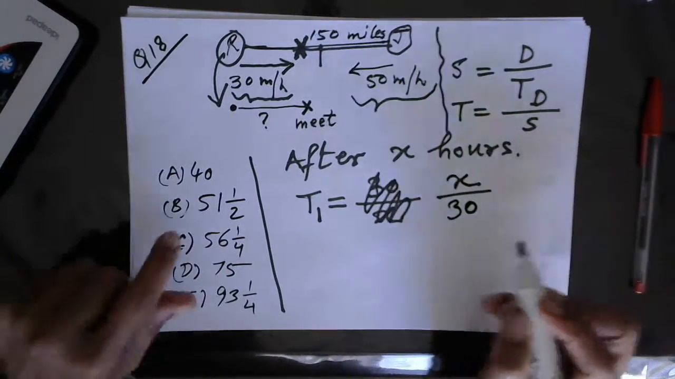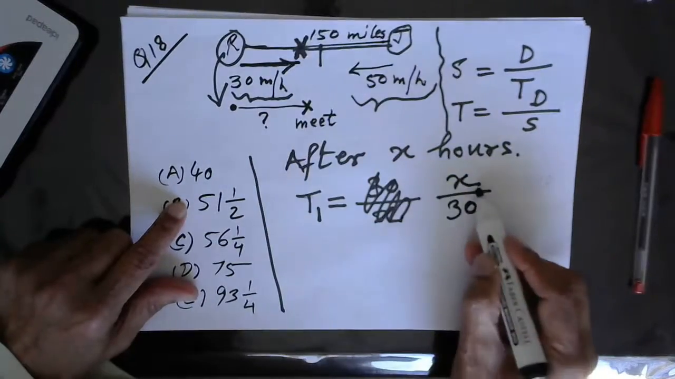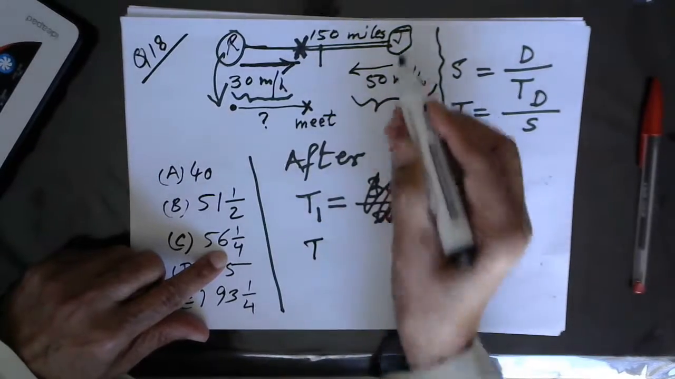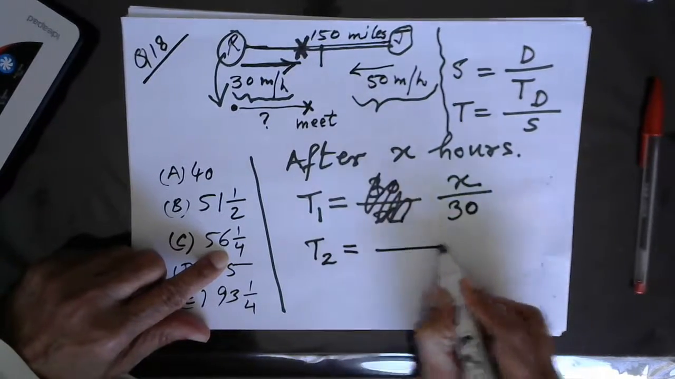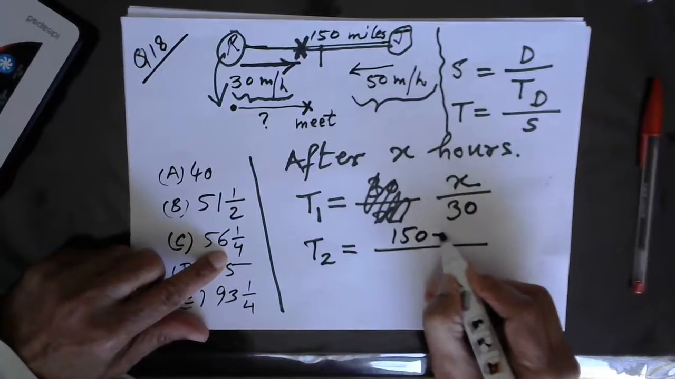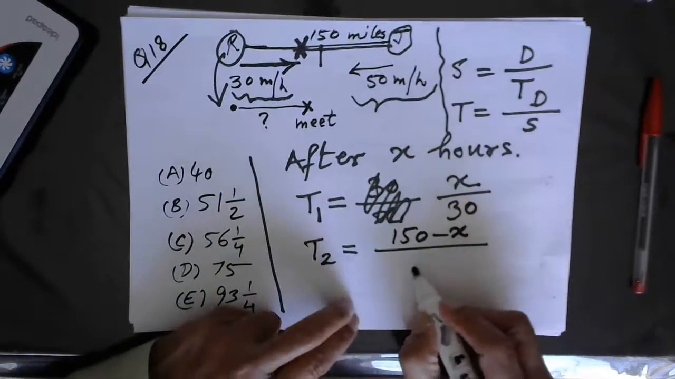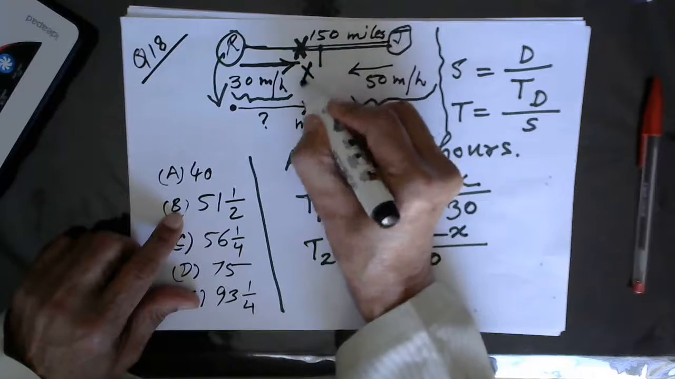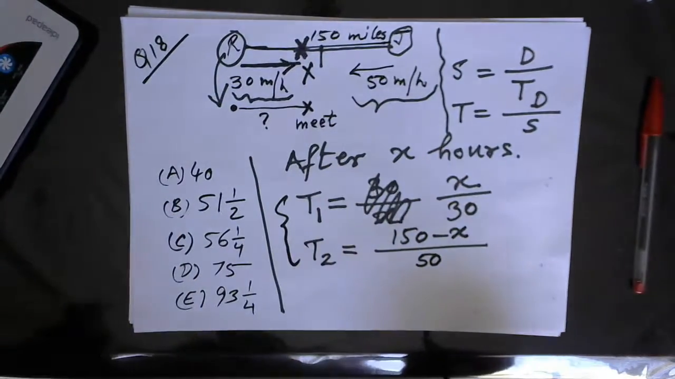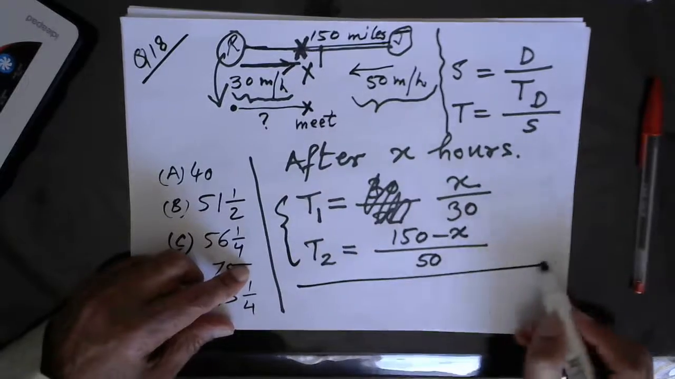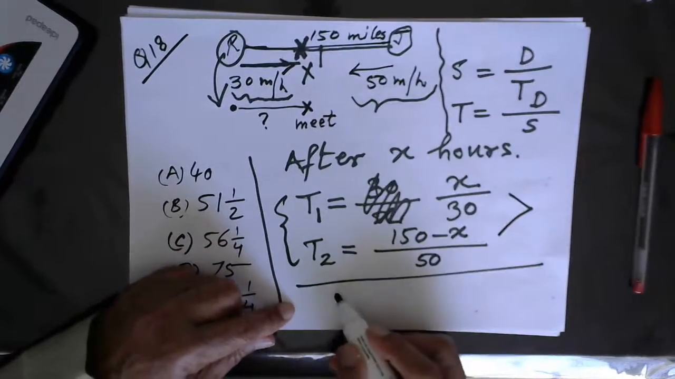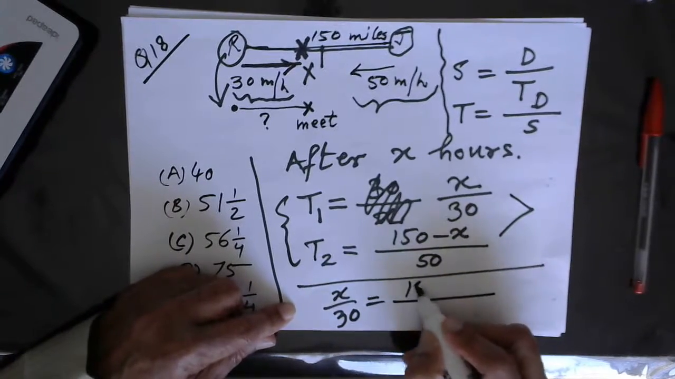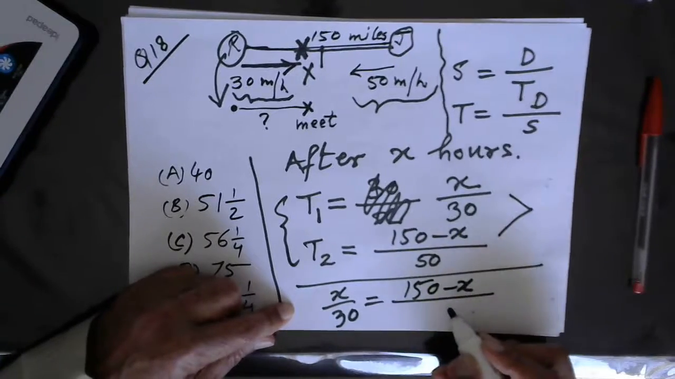Okay. Now because this distance is x miles, this must be 150 minus x miles. So the other person, namely James, let me call the time T2, travels 150 minus x, and he travels at the speed of 50 miles per hour. Now because they meet at this point, these two times must be equal. So I'm equating these two: x upon 30 is equal to 150 minus x upon 50.